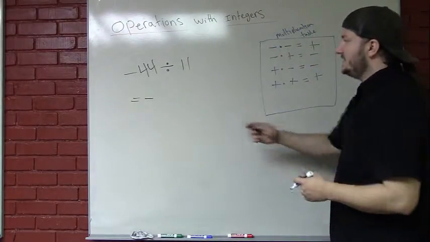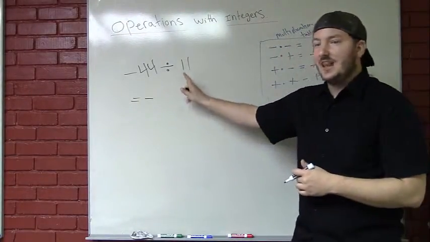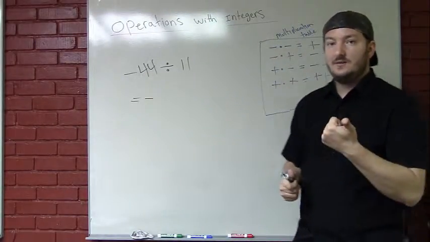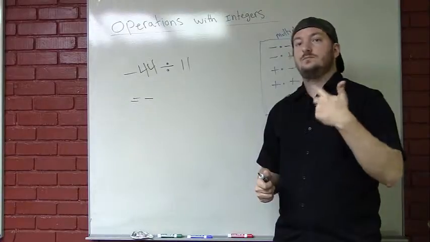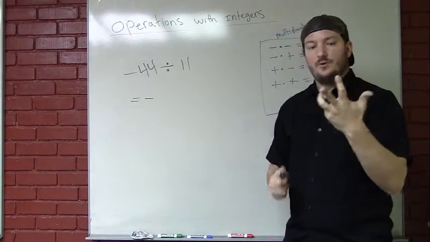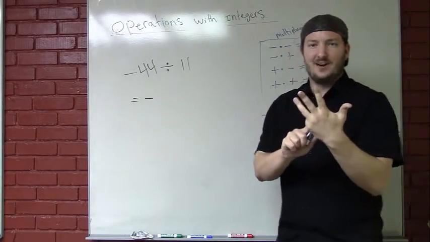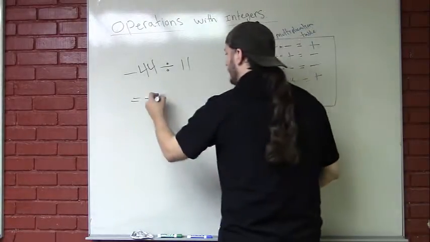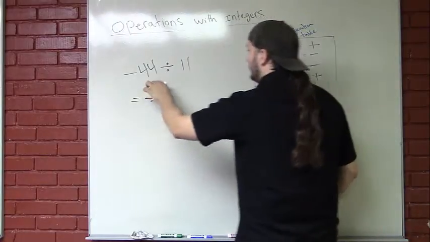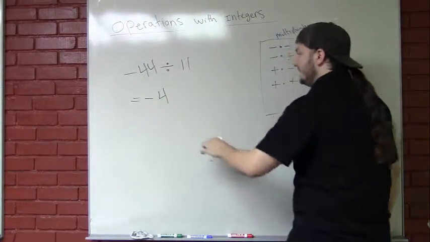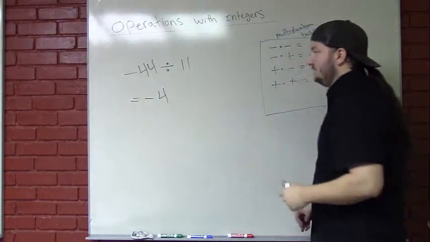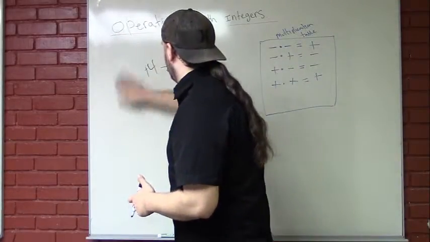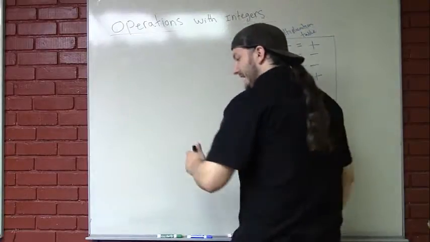And then you essentially got to figure out how many times 11 goes into 44. Well, 11, 22, 33, 44. So it goes in 4 times. So we know that negative 44 divided by 11 is going to be negative 4. Okay? All right. Let's do one more of these guys.